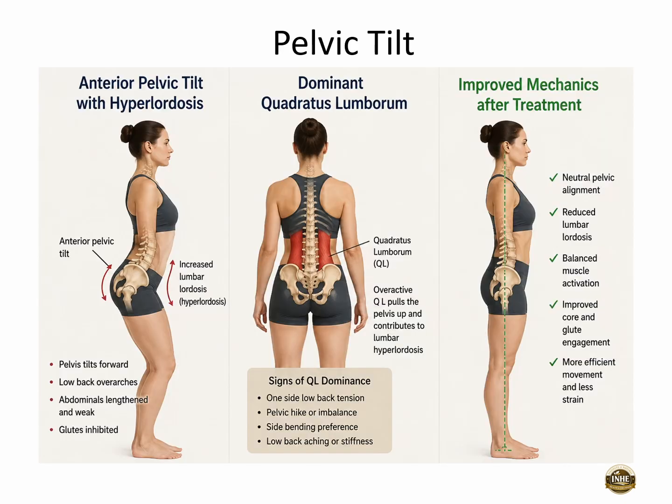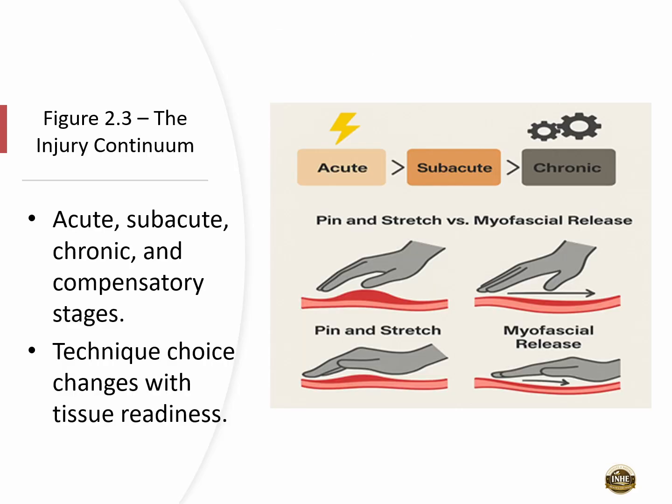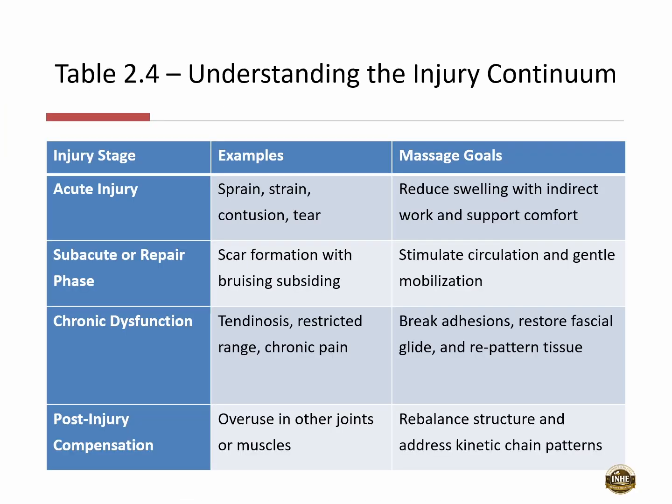Additionally, the injury continuum. Injuries progress through stages including acute, subacute, chronic, and compensatory phases. Each stage requires a different treatment approach. Acute stages require gentler, supportive methods. Chronic stages may tolerate deeper fascial or adhesion-focused work. Therapists must respect tissue readiness and healing timelines.